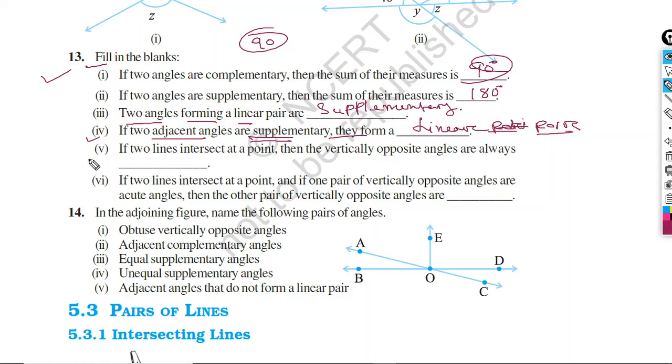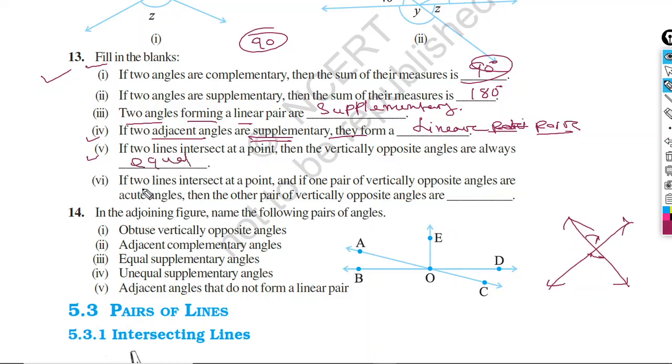Now V, if two lines intersect at a point, two lines intersect, then the vertically opposite angles are always equal.